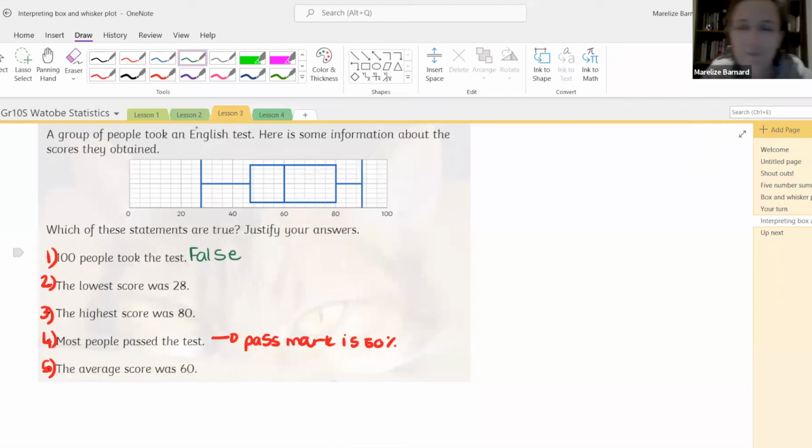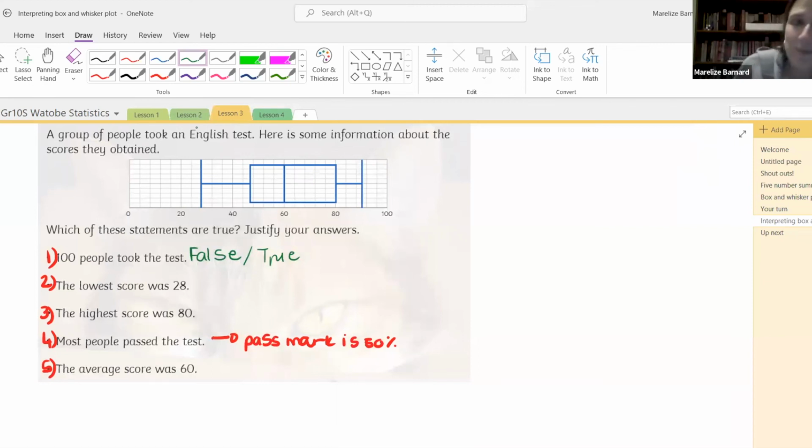Ma'am, no, ma'am, it's true. Okay, so now you've changed your mind. Ma'am, because I'm only seeing it now, because the line after 80 is the maximum line, so meaning 100 people took the paper. Yes.